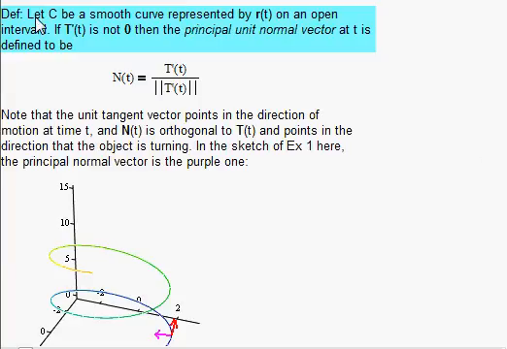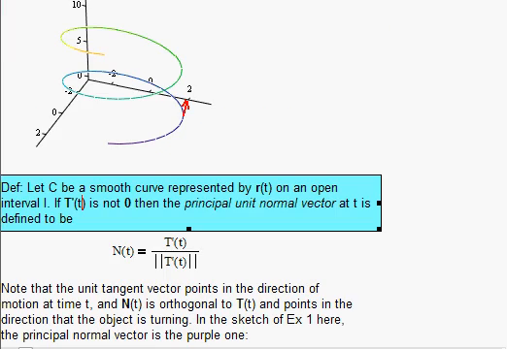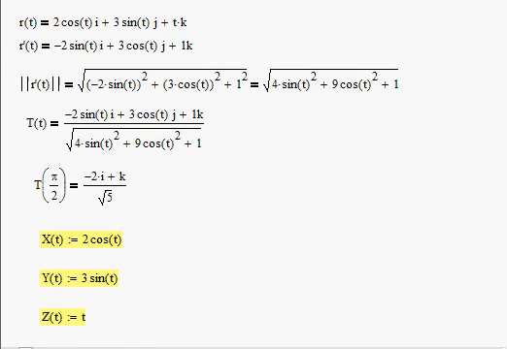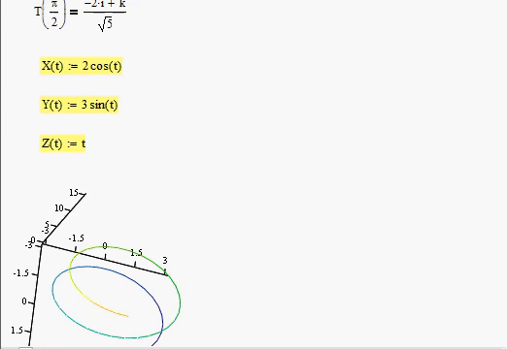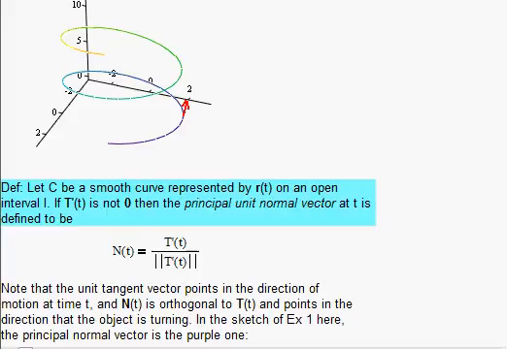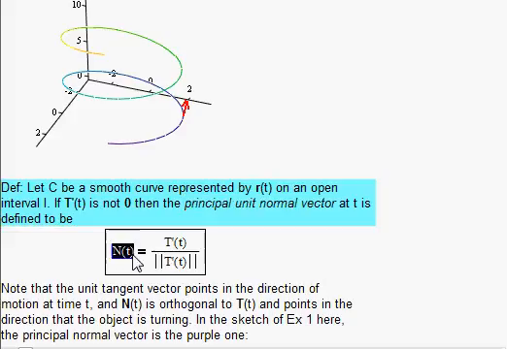So if C is a smooth curve represented by a vector valued function r of t on an open interval I, and if T prime of t is not the zero vector, remember what T was: our unit tangent vector, r prime over the length of r prime. So if T prime is not the zero vector, then the principal unit normal vector at t is defined to be T prime of t over the length of T prime of t.